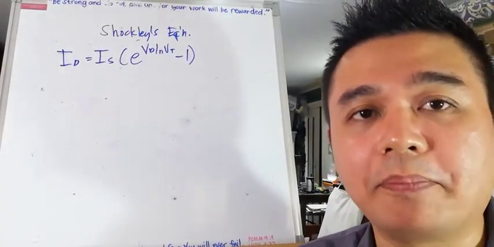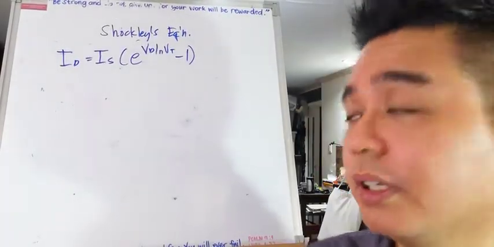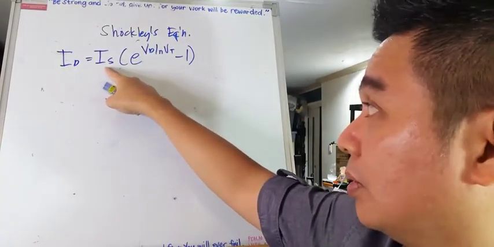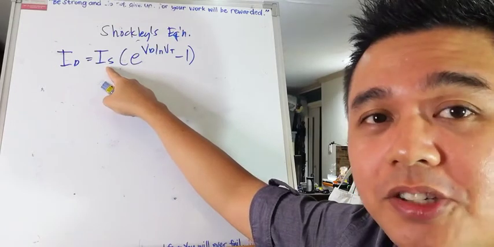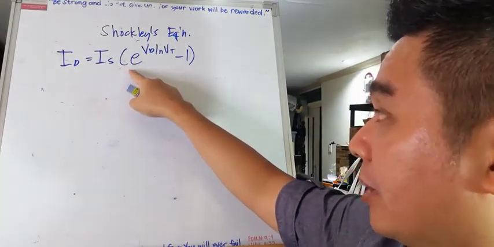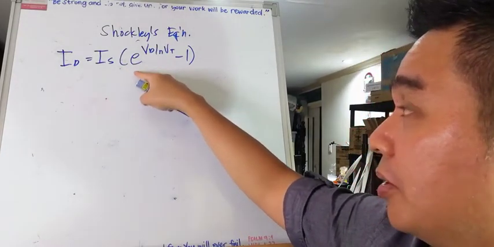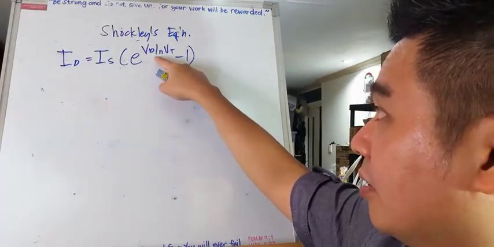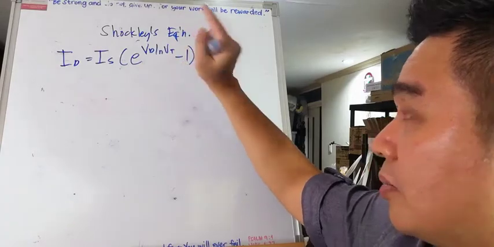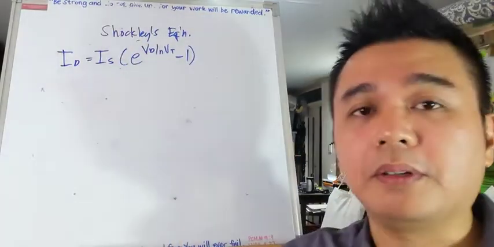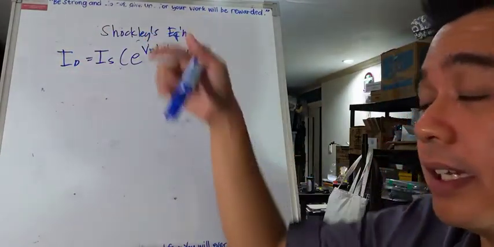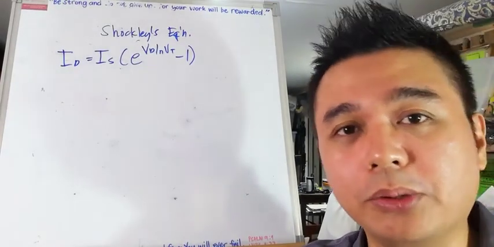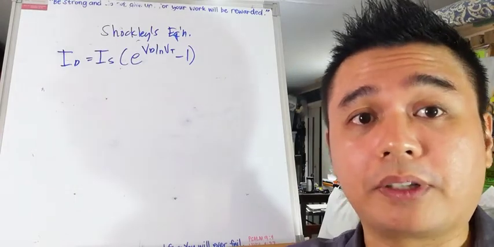Next is, let us recap Shockley's equation for the diode. So we have I sub D or the diode current is equal to the leakage current or the reverse saturation current multiplied by E. So ito yung natural logarithm, no? Raised to V sub D over N VT minus 1. In our previous video lecture, tinanggal ko na yung N kasi N is just an ideality factor. Usually, ang value niya ay 1 or 2. So, it dictates the shape of the curve.